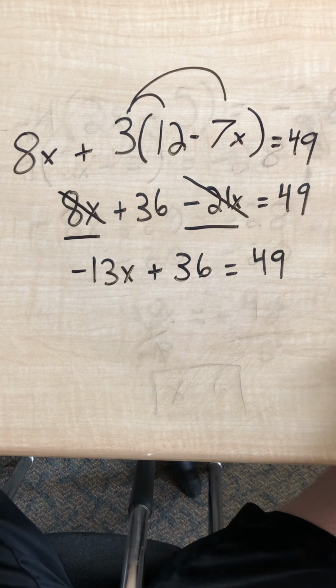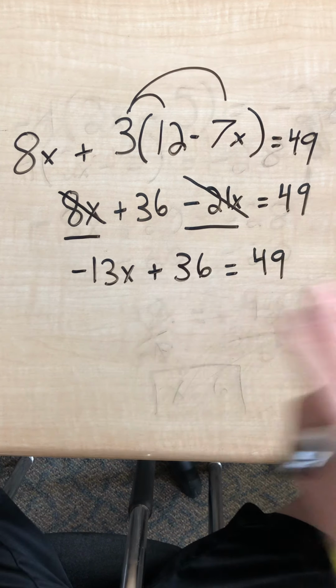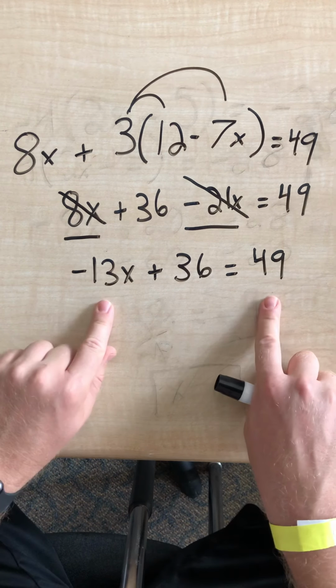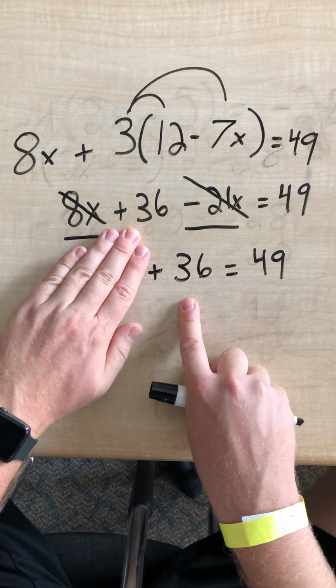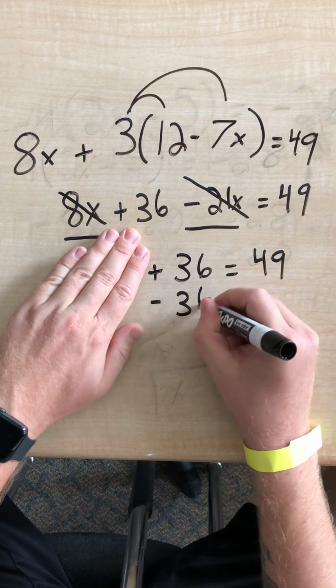Okay, step 3, isolate the variable. We pretty much have to isolate the variable almost every single time we solve an equation. And that means getting all the x's on one side, all the numbers on the other. If I have my x's over here and my numbers over here, well, if I cover that up, I just need to get rid of that positive 36 then. So I'm going to do the inverse operation to get rid of it.